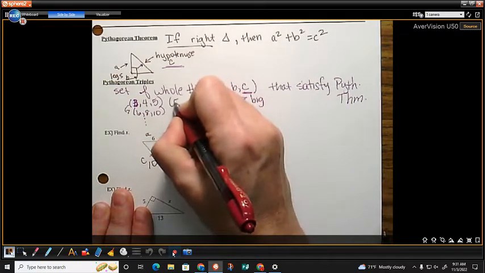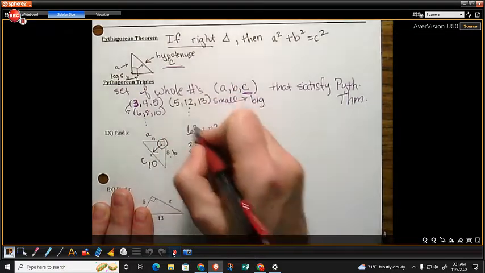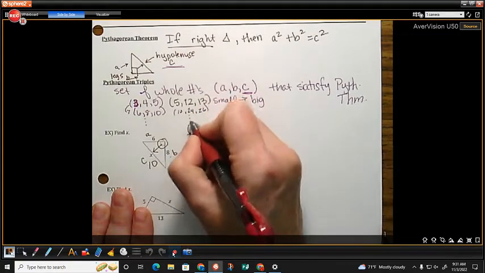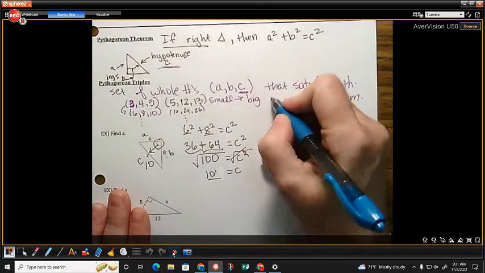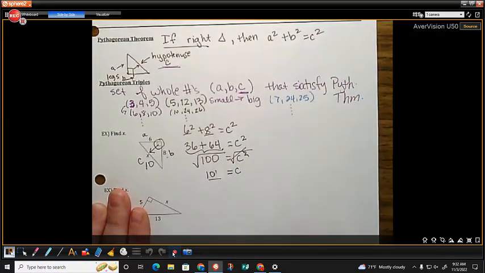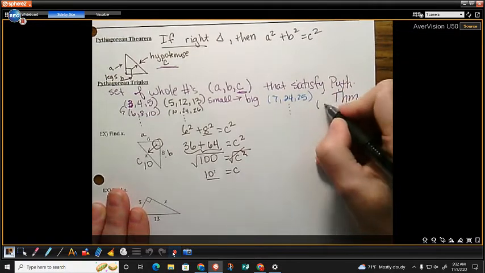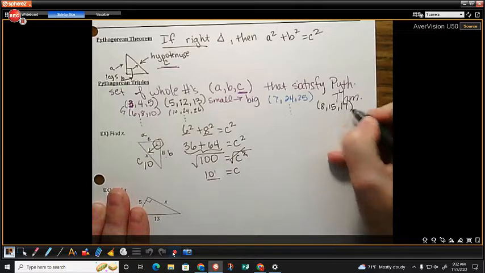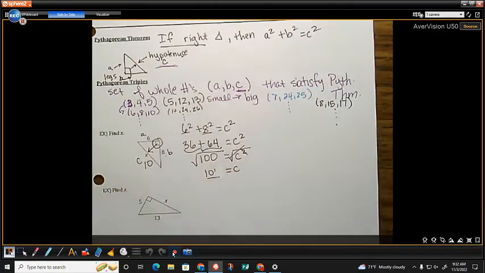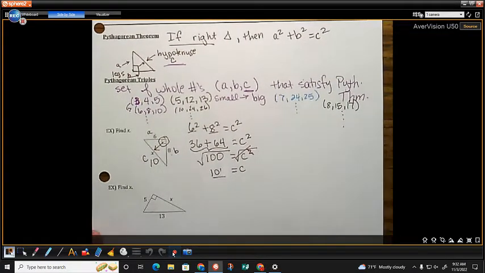Other sets are 5, 12, and 13, and then all the multiples there, like 10, 24, and 26, and it keeps going. You can also have 7, 24, and 25, and all of its multiples. And then you can have 8, 15, and 17, and all of its multiples, and all of these work in the Pythagorean theorem, give you nice pretty whole numbers, and you don't have to get your calculator out because you got them memorized, and that lets you cut a corner.